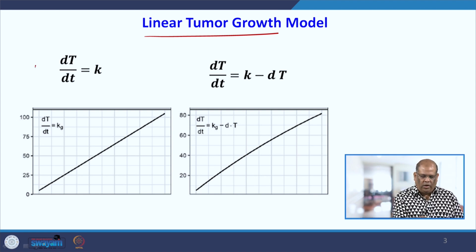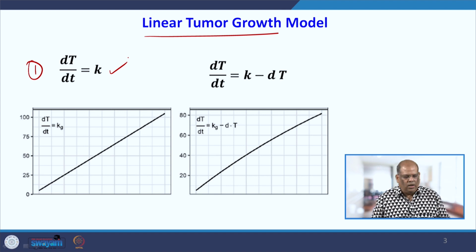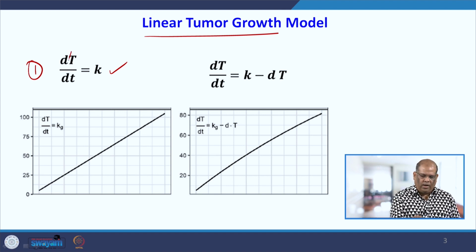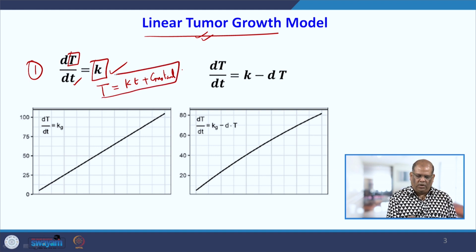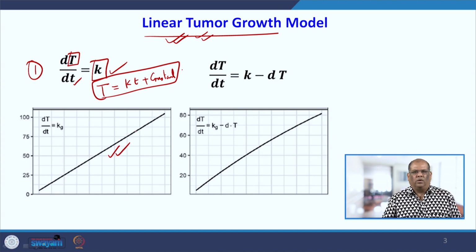The first equation here says dT/dt equals k, where capital T is the tumor and t is the time. So, the rate of change of the tumor is a constant, and we say it is a linear tumor growth. Obviously, these are quite easy to solve, and if you solve it, you get T equals k times t plus some constant. And since this is a linear equation, the tumor growth is called linear. As you can see, it is a straight line, and hence the graph which you get is also a straight line. So, the tumor grows like this.